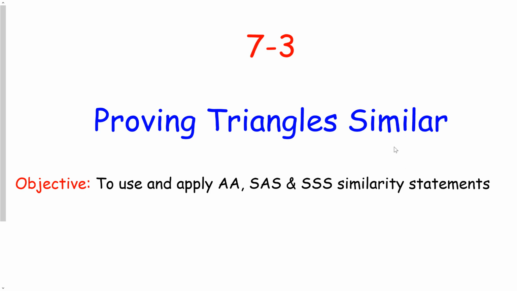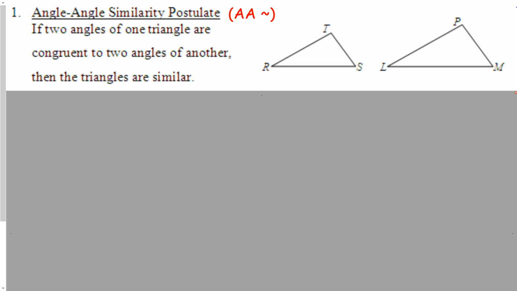7.3, proving triangles are similar. To start this section, we have 3 different ways of proving triangles are similar. The first one being the angle-angle similarity postulate. You can see the abbreviation that we use.